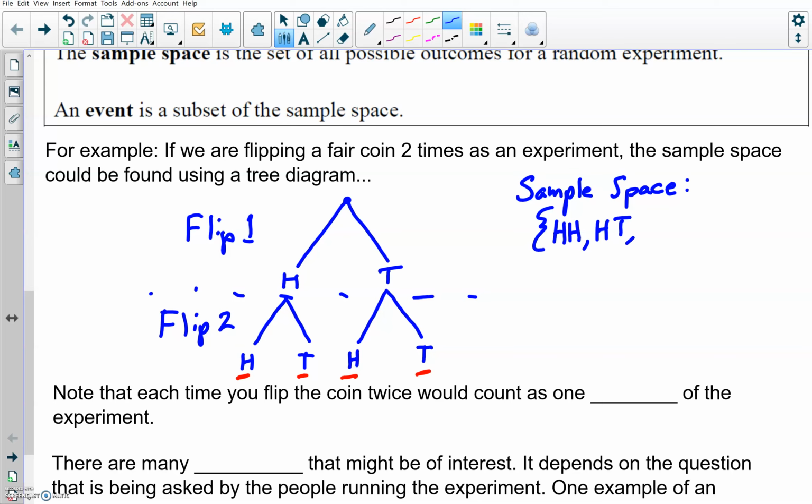We've exhausted the heads on the first flip, anything that can happen off of that. So we move to tails on the first flip, and tails, heads could happen. Maybe you get tails first, then heads after that. And then as you come down here, you get tails, tails. So you might be asking, well, tails, heads, heads, tails, does it really matter?